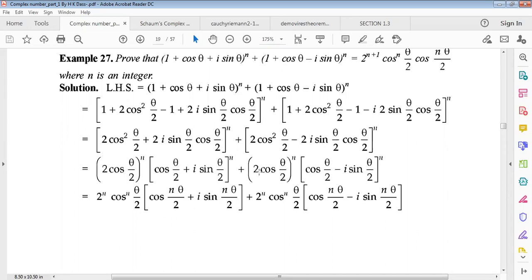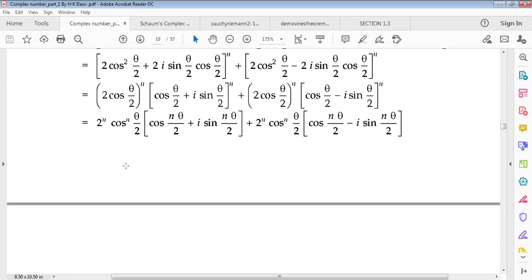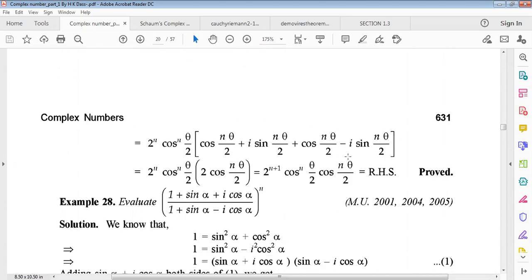Similarly, we get 2^n cos^n(theta by 2), distributing this power, and by de Moivre's theorem we can write cos n theta by 2 minus i sin n theta by 2. Now taking this common, the i sin n theta by 2 terms cancel. And this 2^n and this 2 give 2^(n+1), with cos^n(theta by 2) and cos n theta by 2. This is the right hand side.